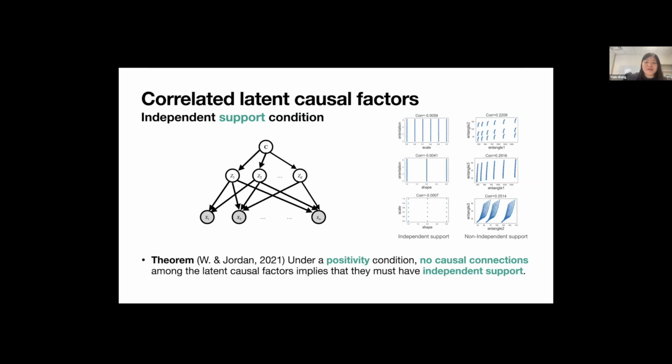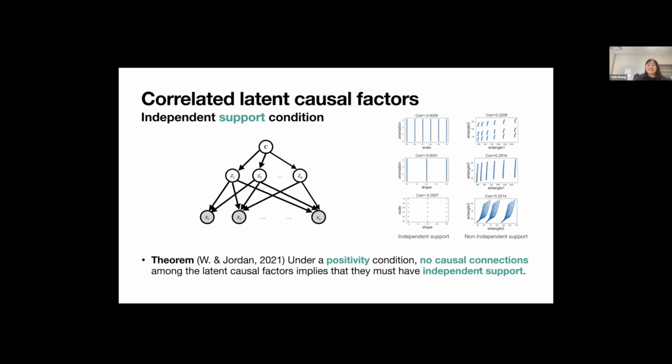But if we're willing to make a positivity condition about the latent unobserved common cause C, then we can show that the absence of causal connections among these latent causal factors will imply that they must have independent support. Importantly, this doesn't go the other way around. It's a necessary but insufficient condition. The absence of causal connections among these latent variables will imply independent support.